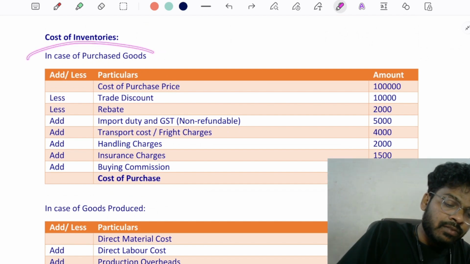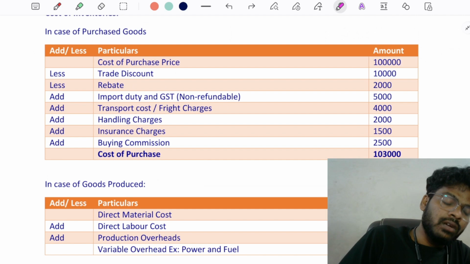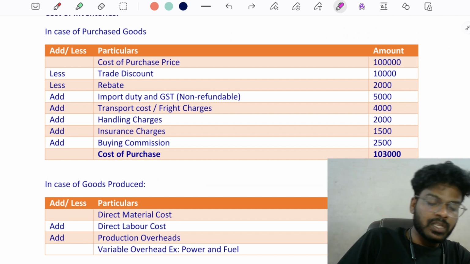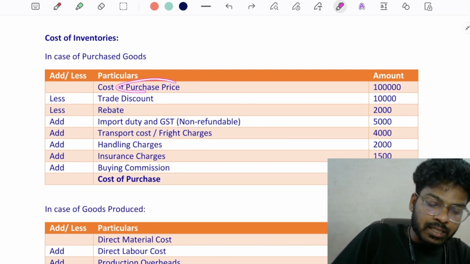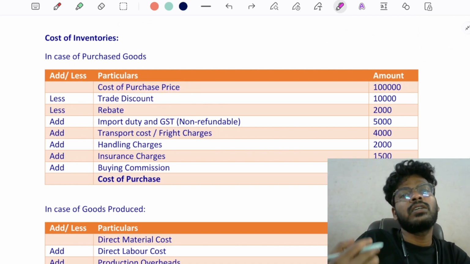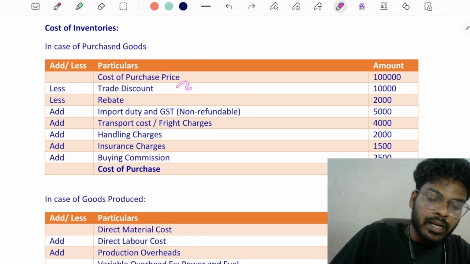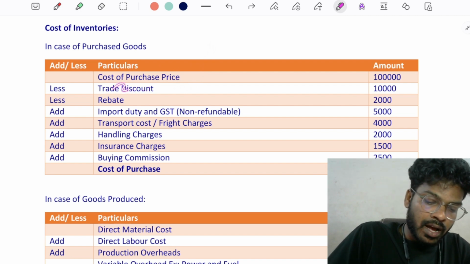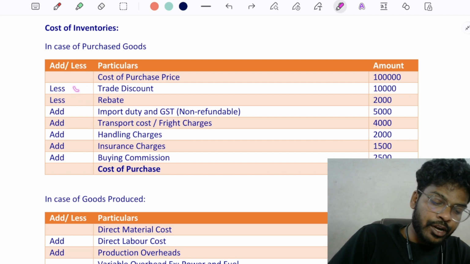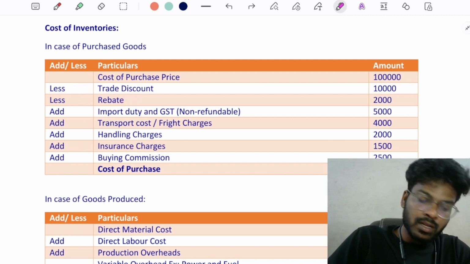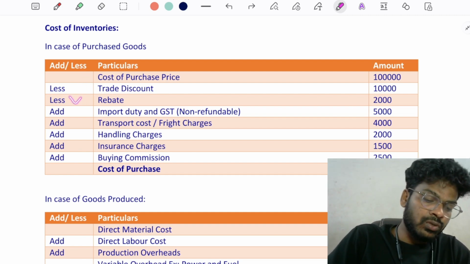Cost of inventory. In case of purchase of goods, how will you value the goods? Cost of inventory includes cost of purchase, that is the purchase price of the material or goods. The trader can give a trade discount. Trade discount should be reduced from cost of purchase. Next is rebate. If any rebate is provided by the seller, then I should reduce this.